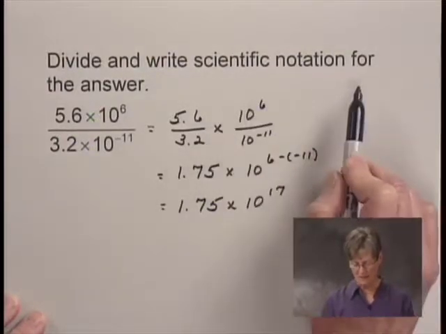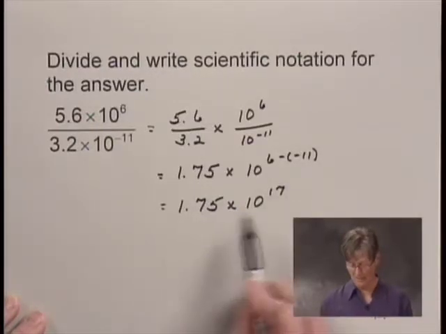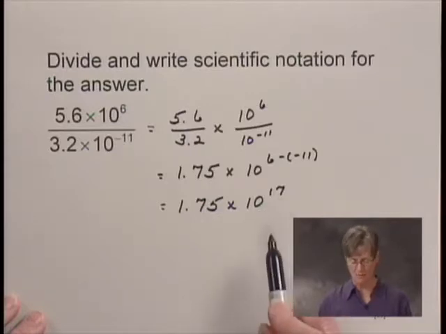We want scientific notation for the answer. 1.75 is a number between 1 and 10, and I have 10 raised to a power, so this is scientific notation for the quotient.